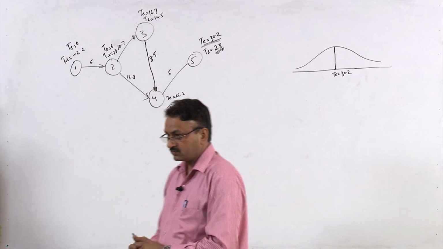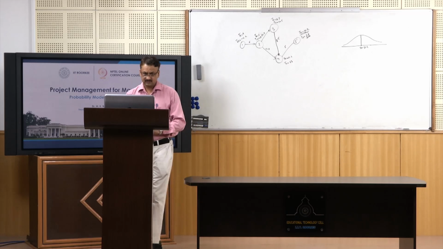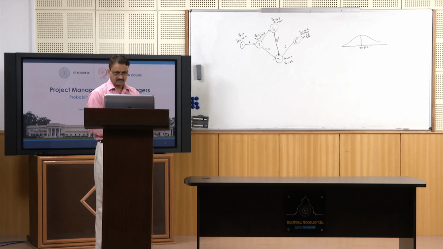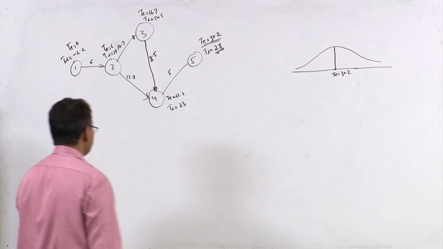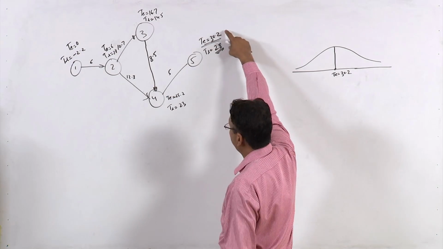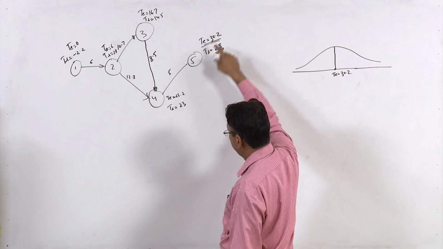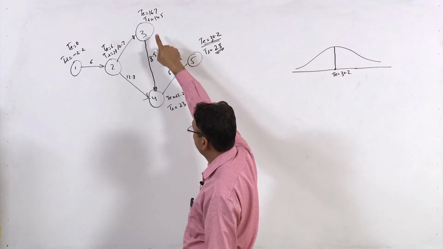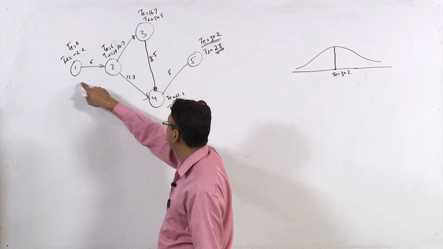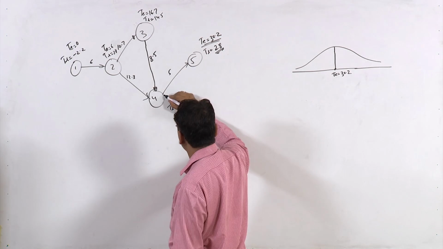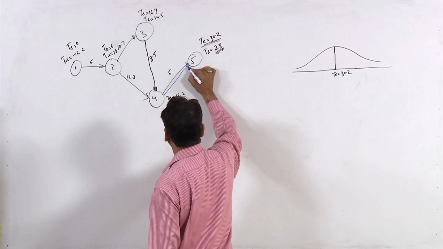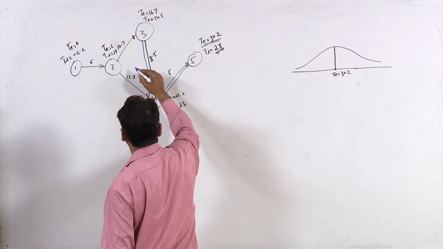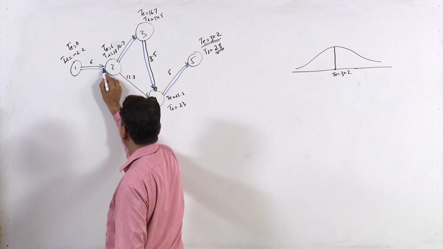So what is the critical path? You just calculate slack at all these nodes, that is TL minus TE. A negative slack here, a negative slack here, negative slack here, negative slack here, and negative slack here. So this would be your critical path.